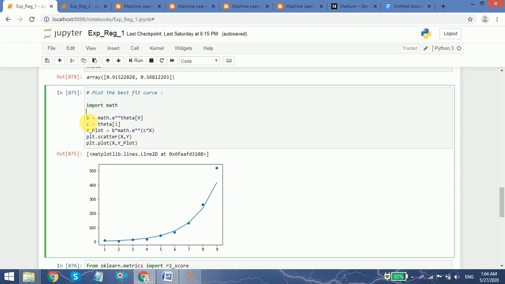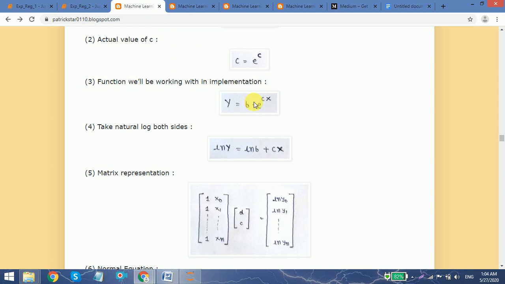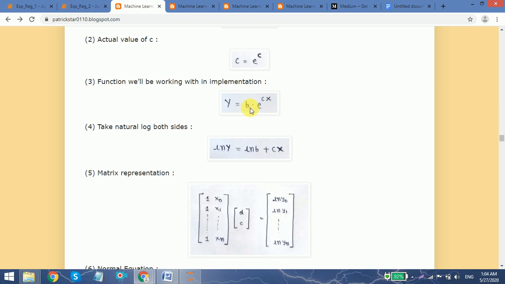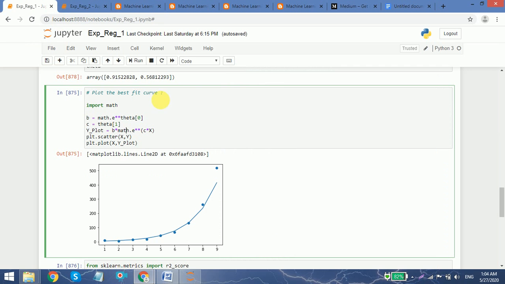Okay, so now we have our value of b here and value of c here. That's all we needed. So I'm just going to find the predicted value from our graph, that is b dot math into e raised to c raised to x. Why am I doing this? Because that is our main function, e raised to cx. So here c into x, then I'm going to perform the exponent operation.